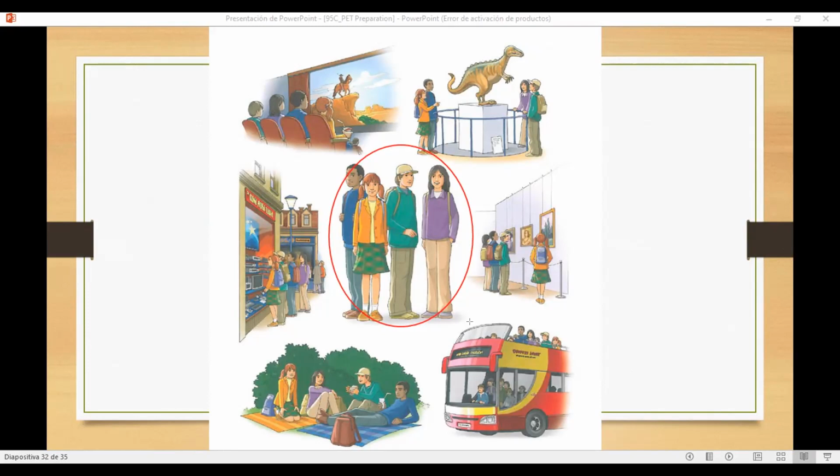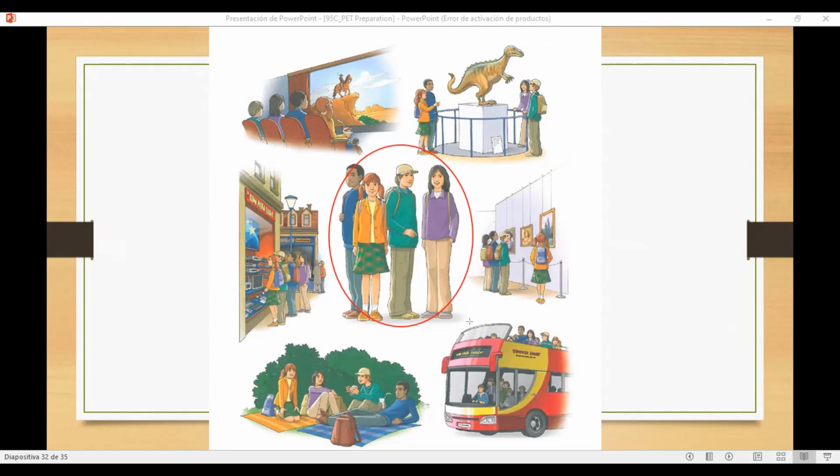Ok. Esa es la situación que yo les pongo. Si estos 4 chicos tienen un día libre, ¿sí? ¿Qué actividad podrían hacer juntos en ese día libre? ¿Cuál sería la mejor actividad que podrían hacer? That's the situation you have.